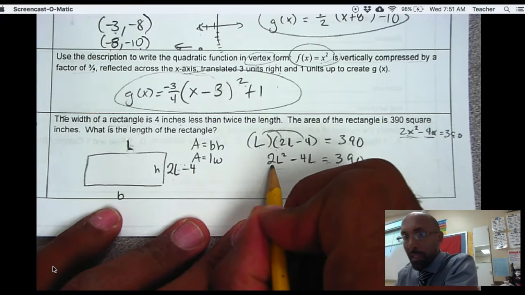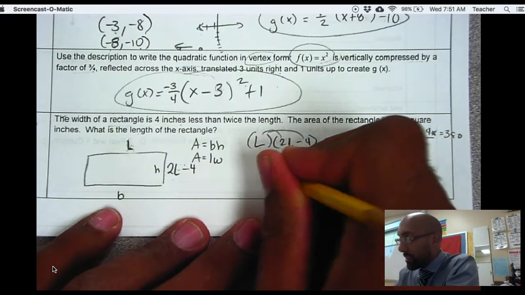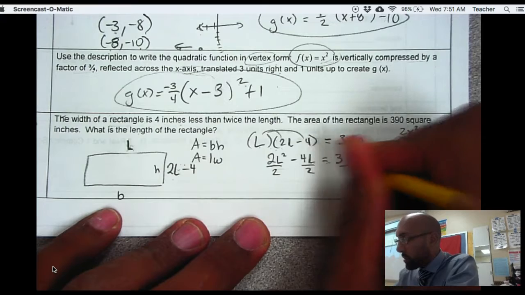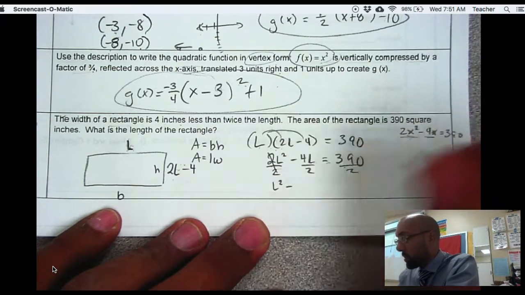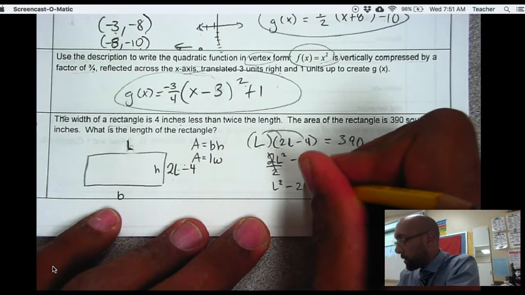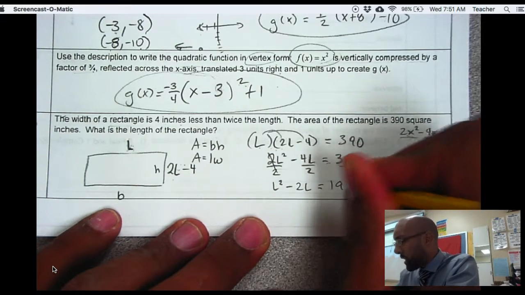First of all, remember that the first number next to the squared term needs to be divided out. You need to get rid of that first. So divide that by 2, we get L squared. I can divide everything by 2 again, and then this will be 195.